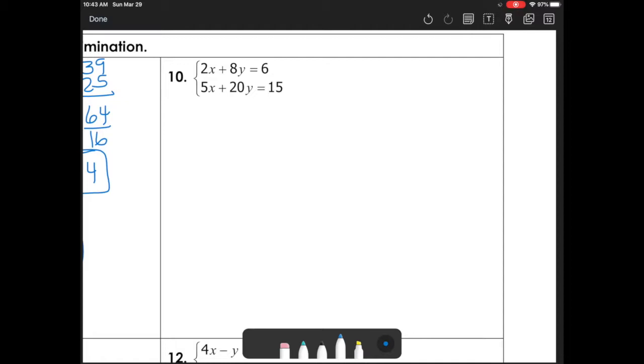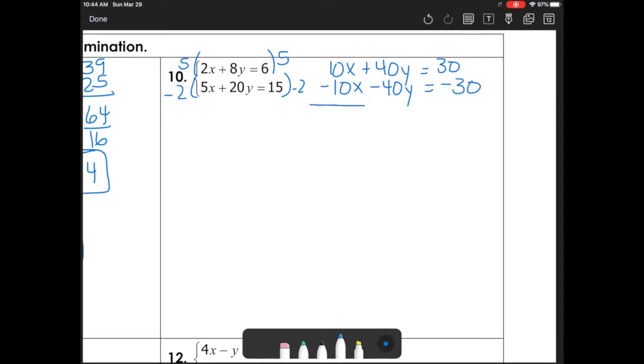I'm going to multiply the first equation by 5, and that's going to give me 10x plus 40y equals 30. The second equation I'm going to multiply by negative 2, so I can get negative 10x, see there's the 0 pair, minus 40y equals negative 30. Look at this. What happens when you end up with a number equals itself? What you get is infinite solutions.